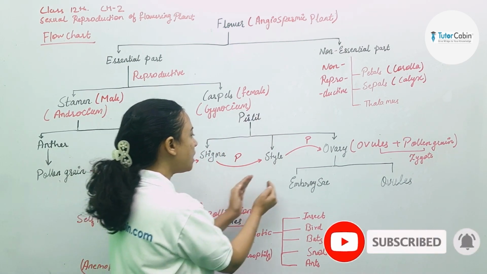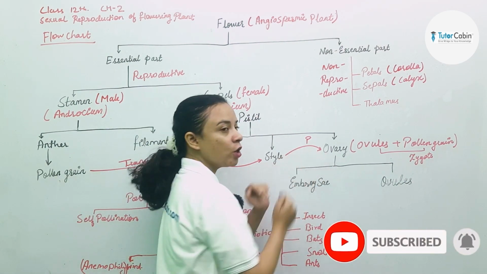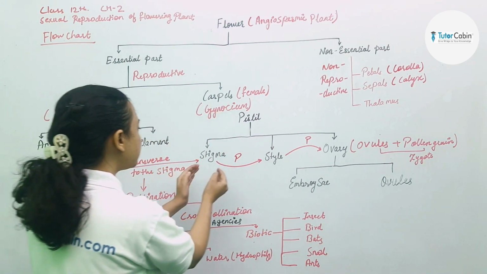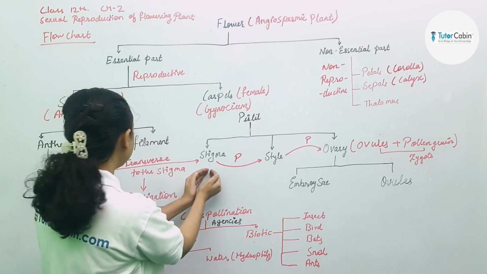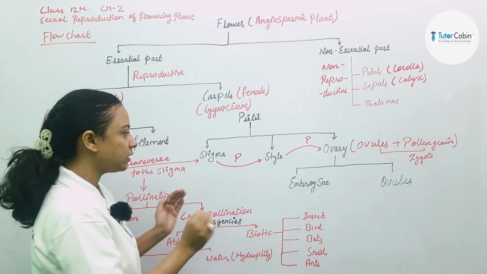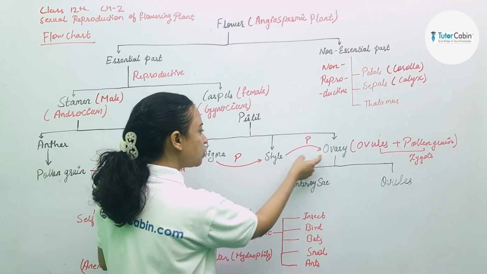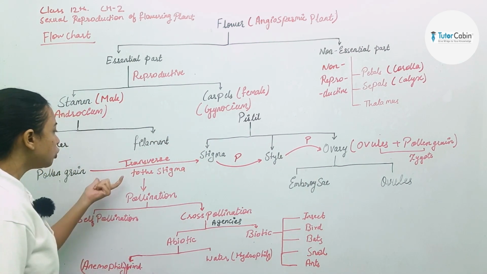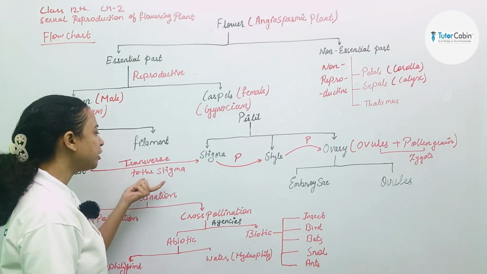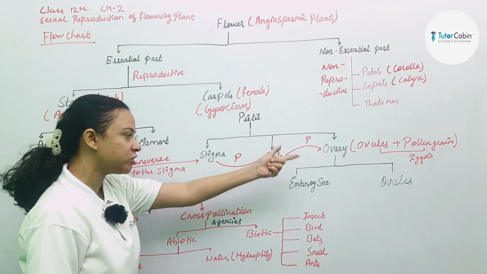The female reproductive part is also known as the pistil because it has three sections: the stigma, style, and ovary. The stigma has some sticky fluid in which the pollen grains stick, and then they travel through the style to the ovary. So the transfer of pollen grain to the stigma is called the pollination process.